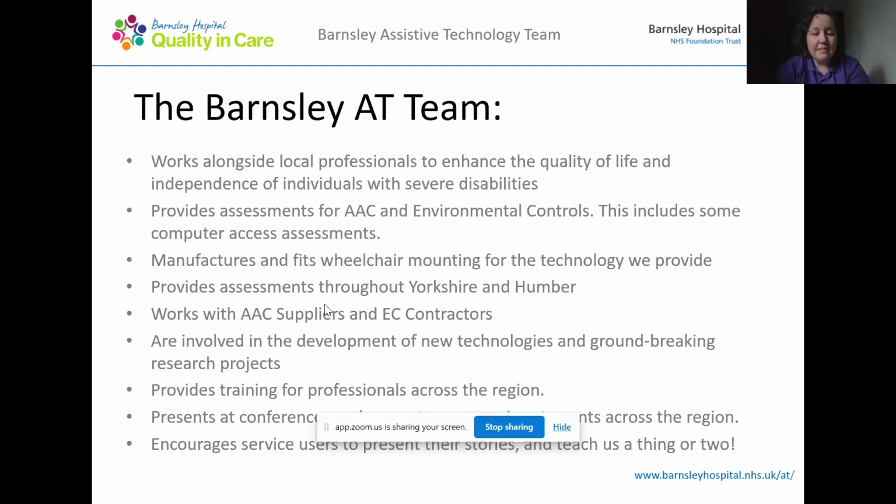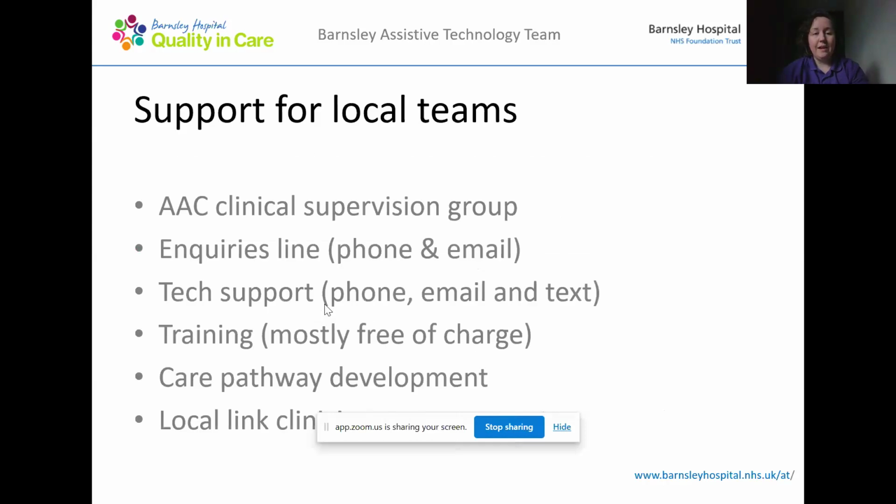We present at conferences such as the Communication Matters Conference and the British Aphasiology Symposium. And we encourage service users to present their stories and teach us a thing or two. We have service user representatives as well in our team, people who themselves have experience of a disability and communication difficulties and use communication aids, and that's been really helpful. Clients really enjoy meeting them and getting their perspective on things that they find helpful. So that's a bit of a nutshell of what we do and things we do to support local teams.